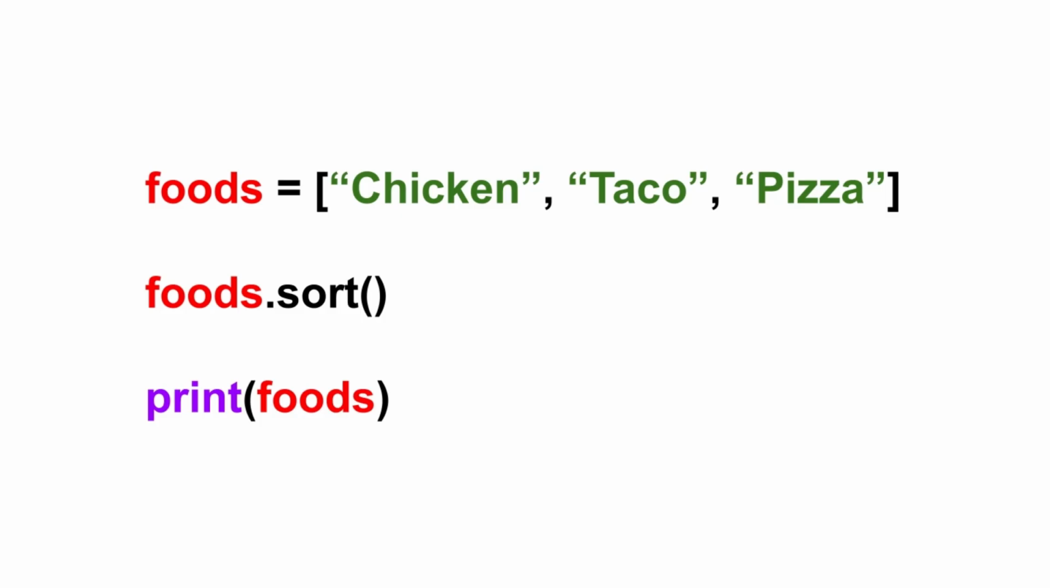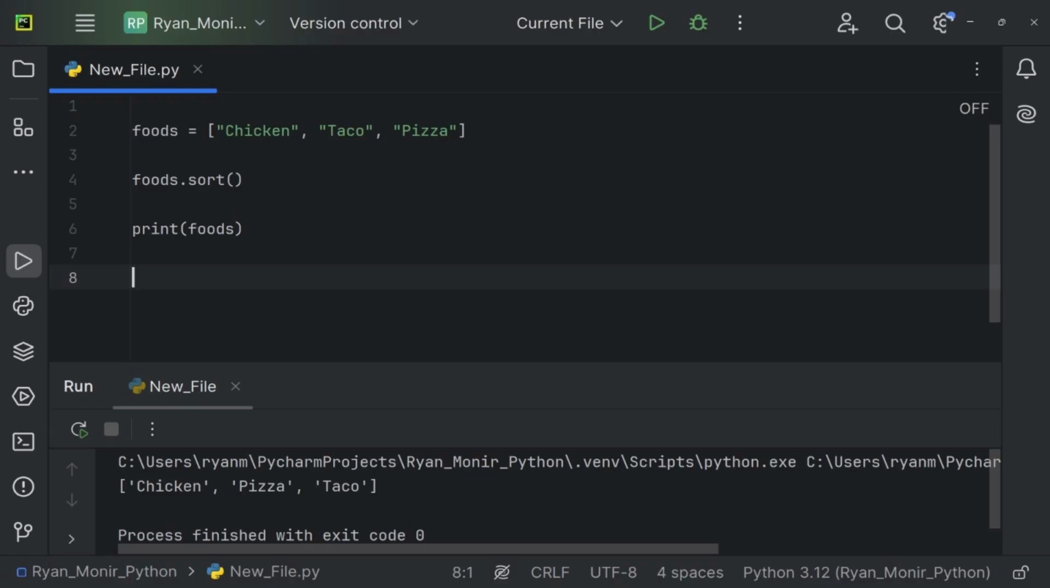The last function we will discuss in this video is the sort function. The sort function doesn't take any arguments and just sorts all the items in alphabetical order according to their name. If we run this, we can see that our list is now in alphabetical order.